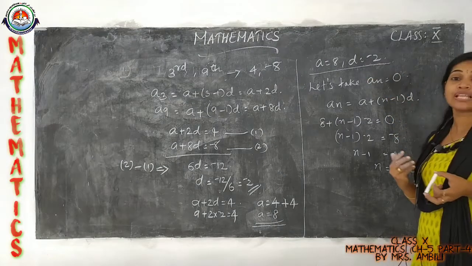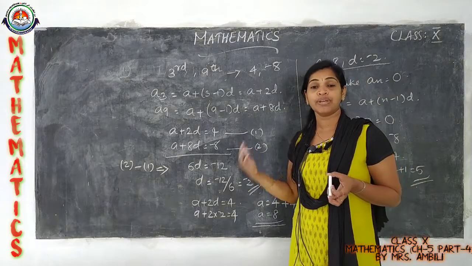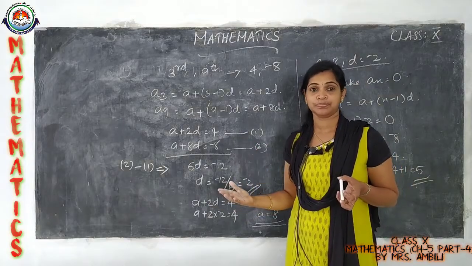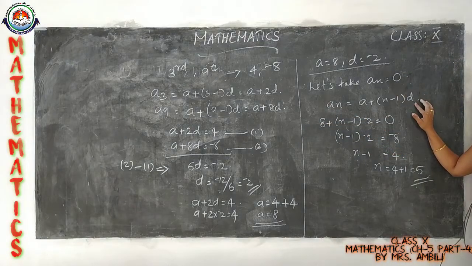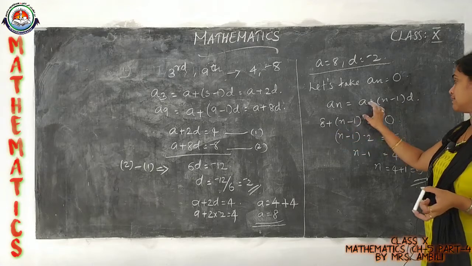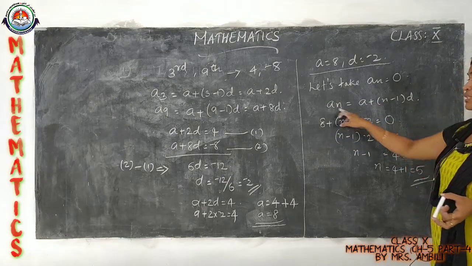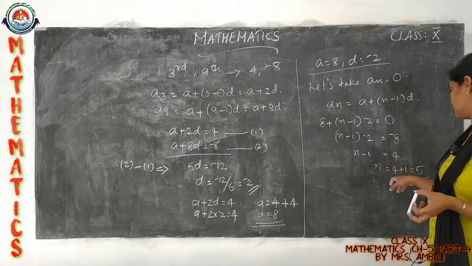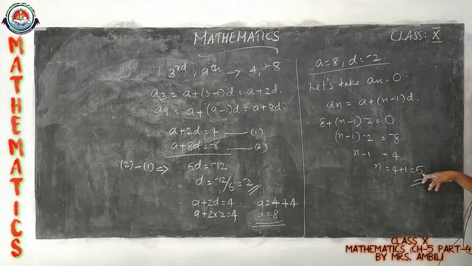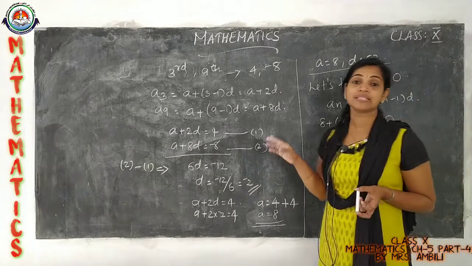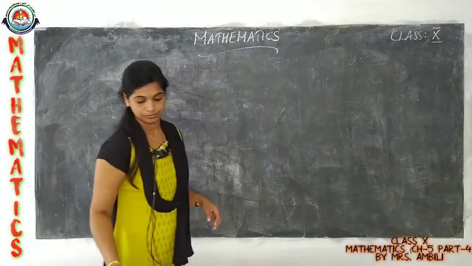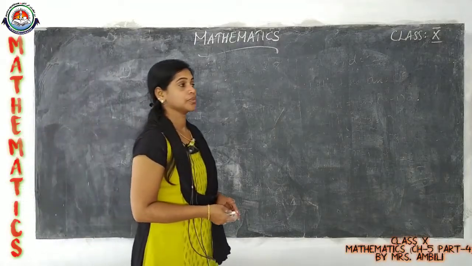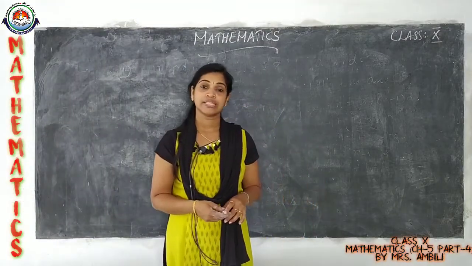And next we suppose that an, the nth term of the AP, is 0, an equal to 0. So we can write an equal to a plus (n minus 1) into d. Then substitute: 8 plus (n minus 1) into minus 2 equal to 0. While solving this we will get n equal to 5. So hence the fifth term of the given AP is 0. Clear? Okay.